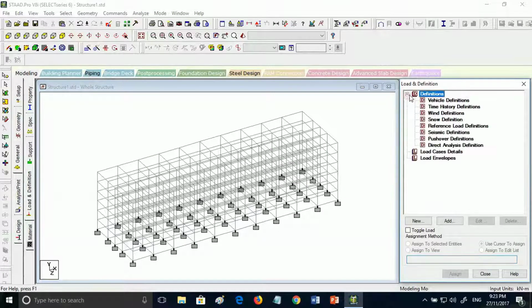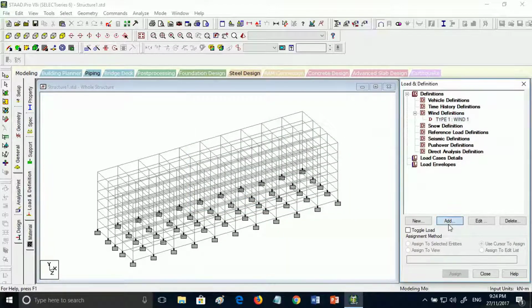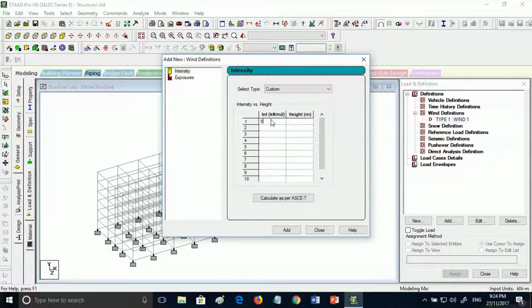For horizontal load, we will only have wind load. First, we need to define the wind load. The wind will have the intensity of 0.7 and negative 0.7. This is because we want to analyze the wind in both directions.